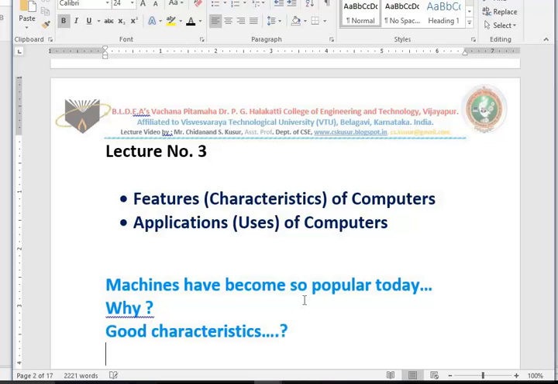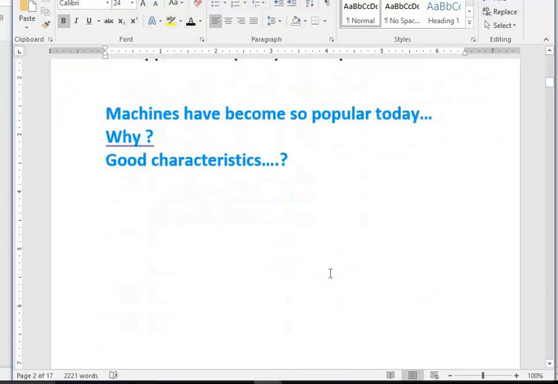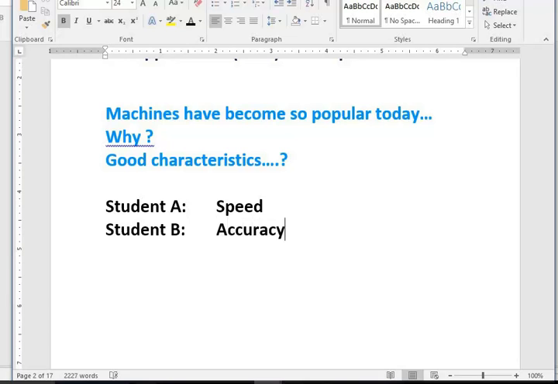Can you tell me? Sir, yes, we know, sir. Can you share the answers with me? Why have the machines become so popular? Because of some good characteristics. Which are those good characteristics? Student A is answering. Sir, machines have become so popular because machines work with high speed, sir. Oh, very good. I am asking the same question to student B. Why have the machines become so popular? Sir, machines will give us accurate results, sir.